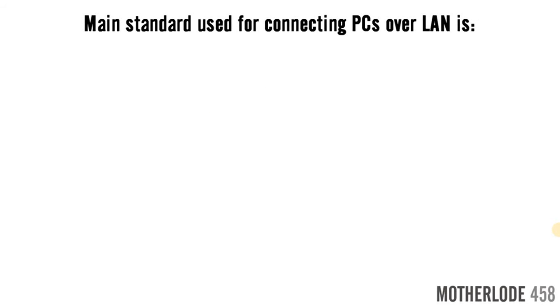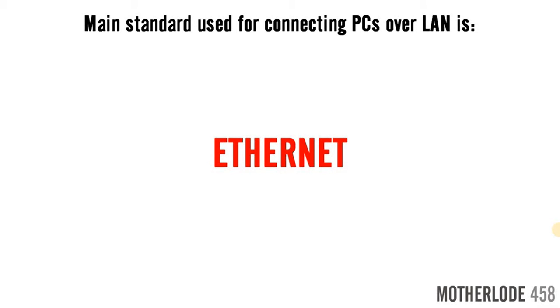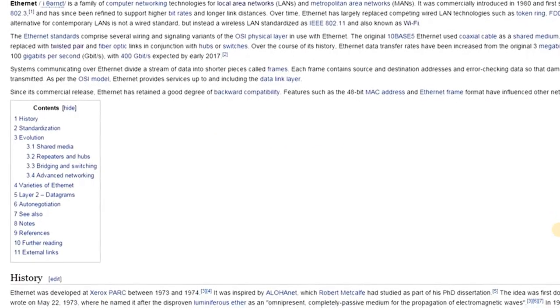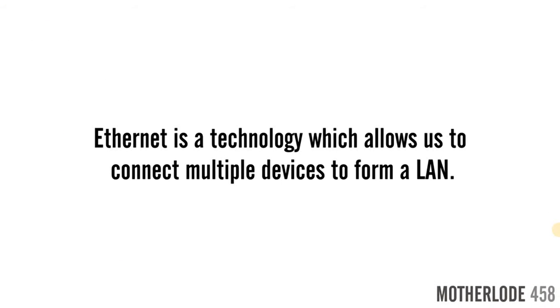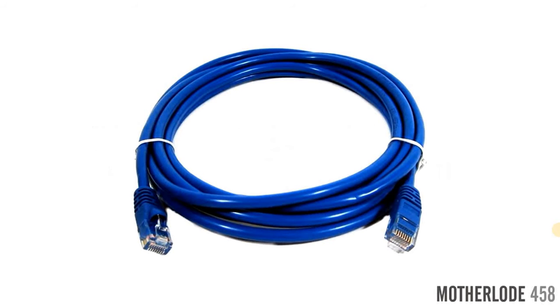The main standard used for connecting PCs over LAN is the Ethernet, and the explanation of the Ethernet can be quite complex, as we can see on many of those internet websites, but I'm gonna try and keep it fairly simple for you, just so that you can understand. Simply said, Ethernet is a technology which allows us to connect multiple devices to form a local area network. If you want to create your own Ethernet local area network, you'll need a Cat5 cable, or the Category 5 cable. It's the main component used for creating Ethernet LANs.